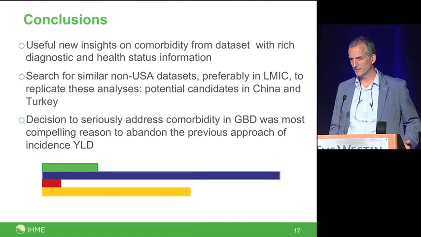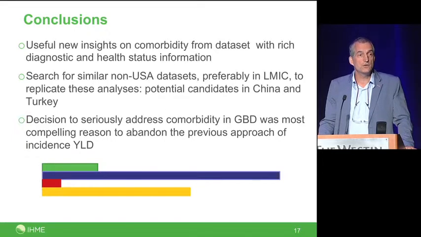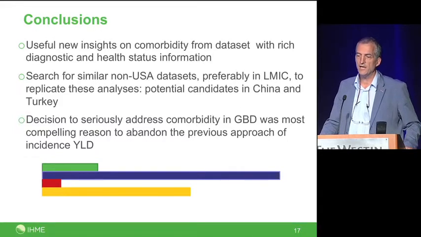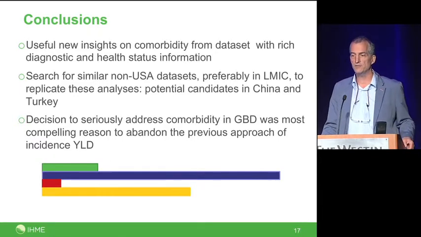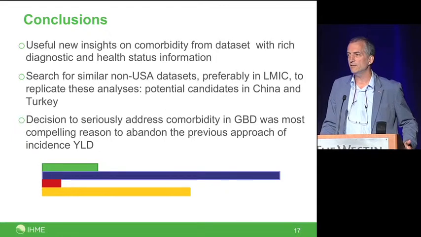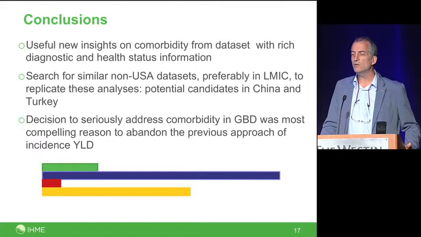So overall, it was very useful new insights that we got from doing this analysis of the MAPS database, and it was so useful because it's so rich in diagnostic information and combining that with health status information. We'd like to replicate this in other data sets, particularly in low and middle income countries, and it looks like there are some promising surveys that we've recently found with people we're working with in China and Turkey.